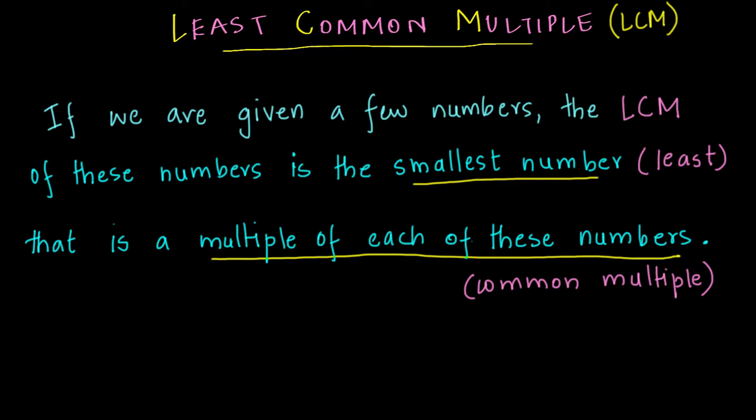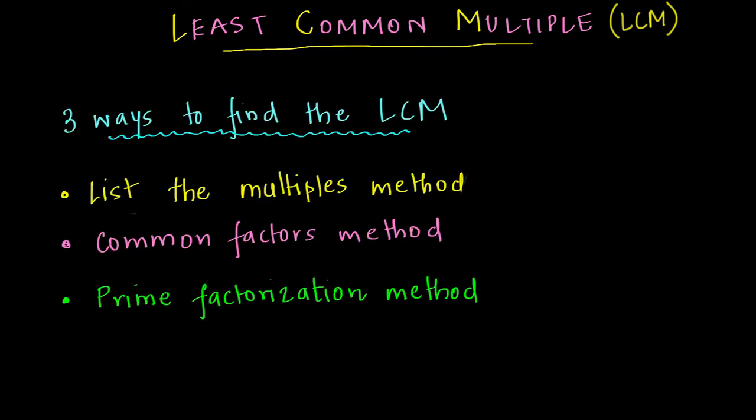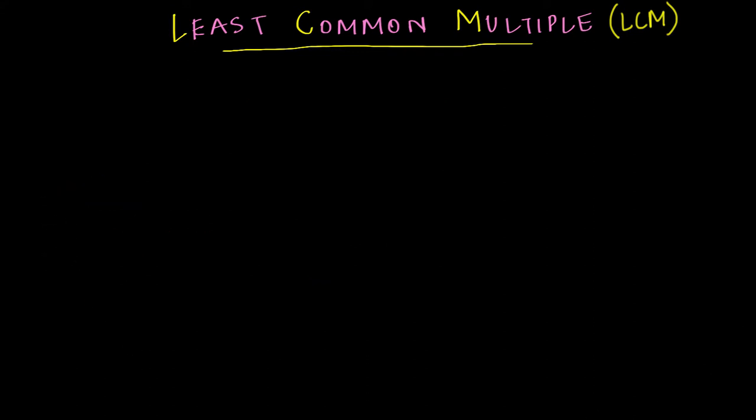I'm hoping that as we go through examples, this idea of least common multiple will become clearer to you. I will show you three ways of finding the least common multiple, and each of these methods has its own merits. So these are the three ways. List the multiples method, that's the first way. The common factors method, and the third is the prime factorization method. In this video, we will look at only the first method, that is the list the multiples method. And let's see how we do that.